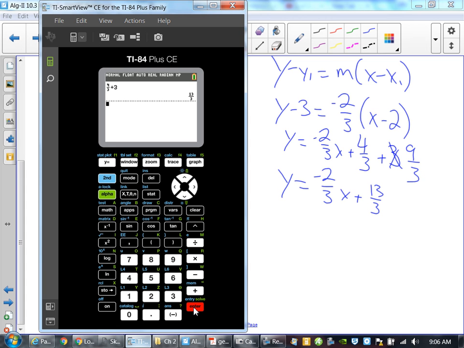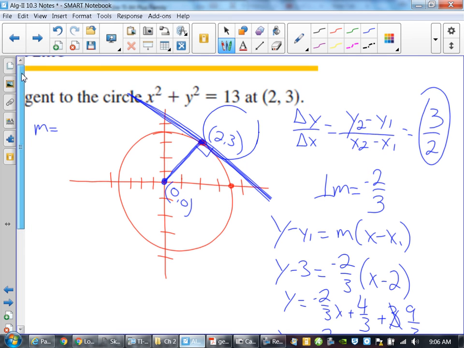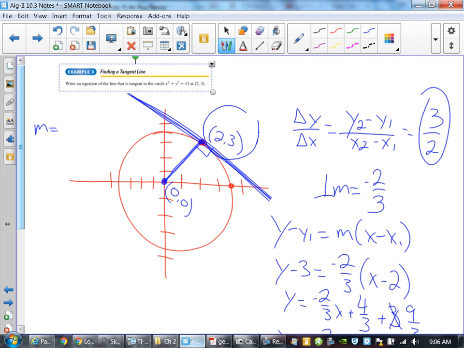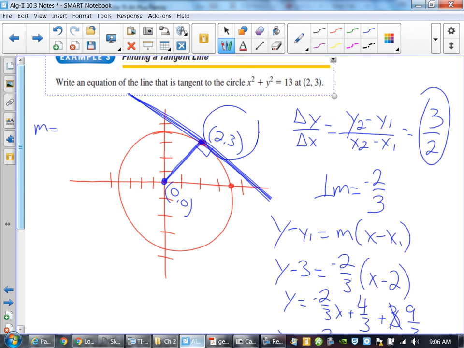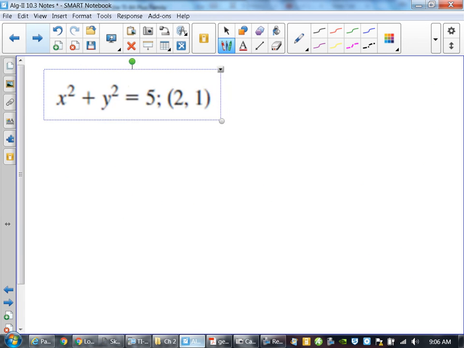That's really all there is. Should we do another one? You'll see that there are some shortcuts. Write the equation of the line that is tangent to the circle at a specific point. That's it. It's going to be written just like this, where it says, write an equation of the line that's tangent to the circle, blah, blah, blah, at a specific point. That's what it's going to look like. Let's do one more.